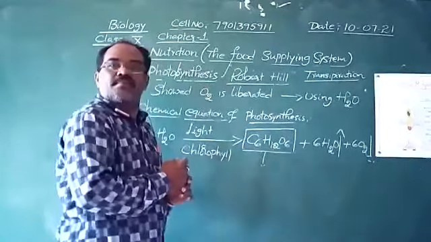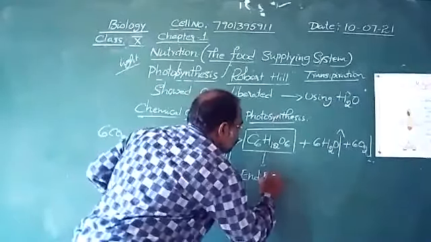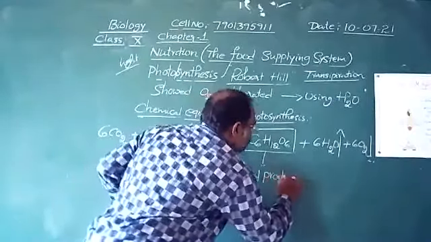Glucose, water and oxygen. These are the end products of photosynthesis. What are the end products of photosynthesis?